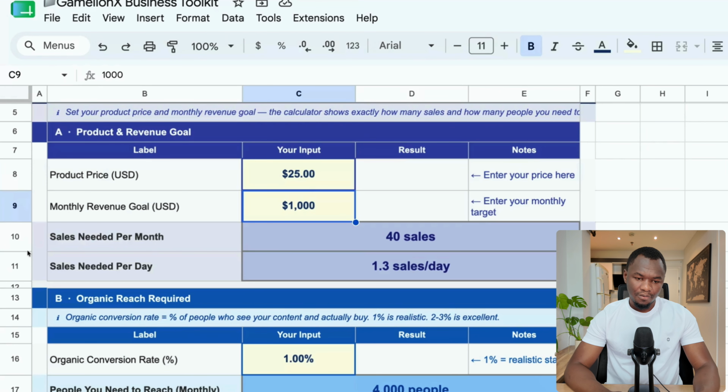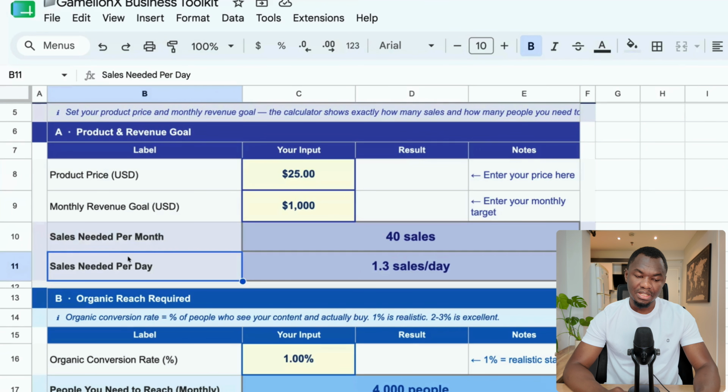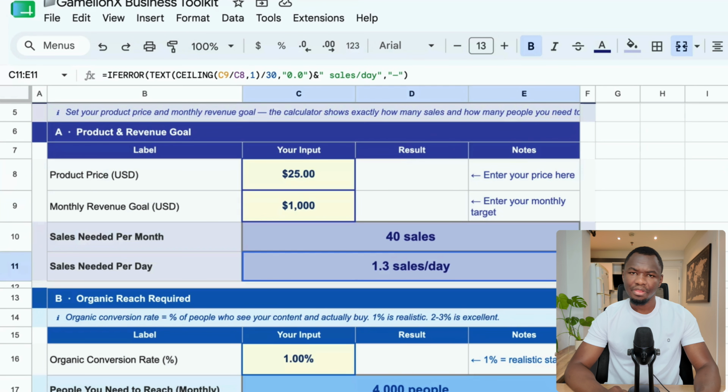Now we need to break this down. How many sales do I need to make per day so I can guarantee that I reach the sales of 40 sales per month? It means that per day I should be making 1.3 sales.